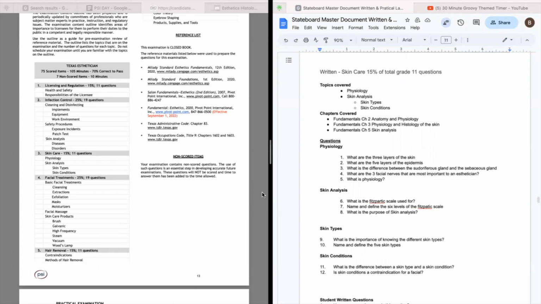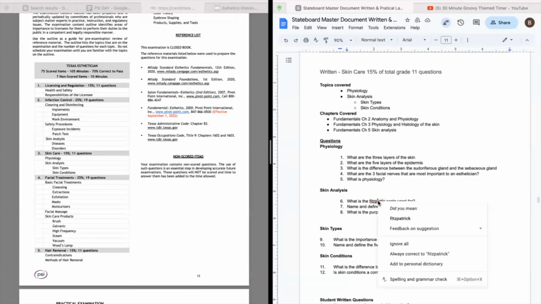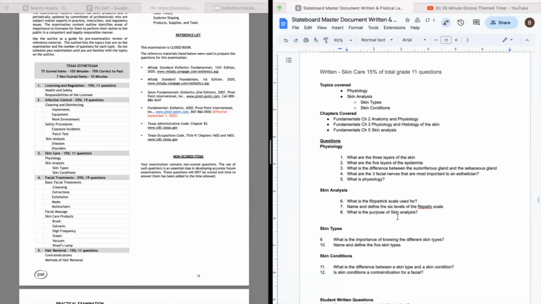And then for the skin analysis, what is the Fitzpatrick scale used for? Remember, we just got that vocabulary word for Fitzpatrick. So we know it's a skin typing system from 1 to 6, lightest or fairest to darkest. And you can determine it based on eye color, skin color, all of those things. So knowing the Fitzpatrick definition helps us in both sections of this exam. And then you want to name and define the 6 levels of the Fitzpatrick. And then what is the purpose of a skin analysis for this section?